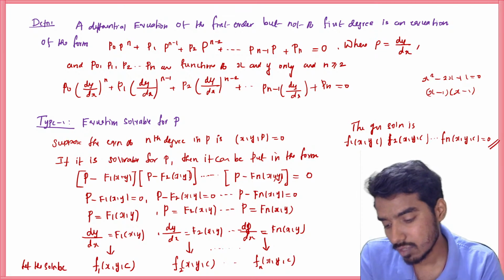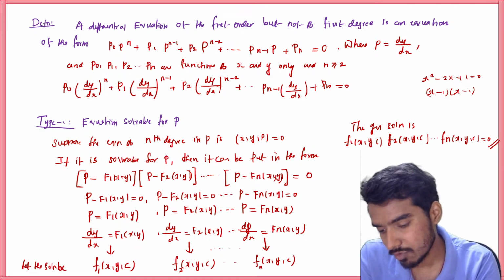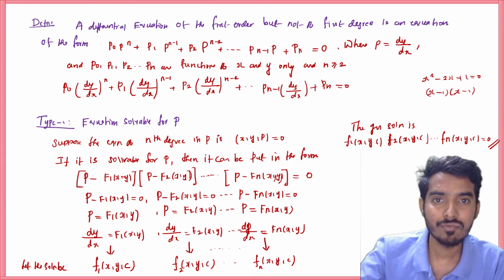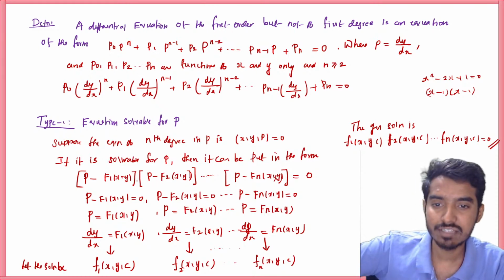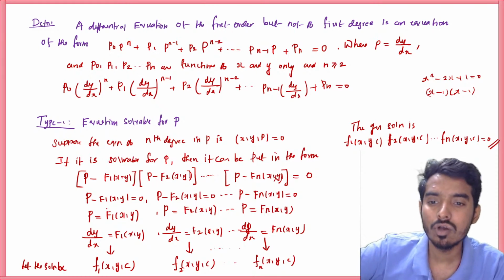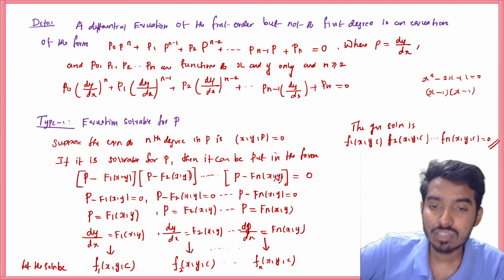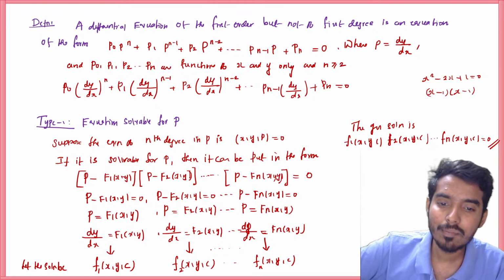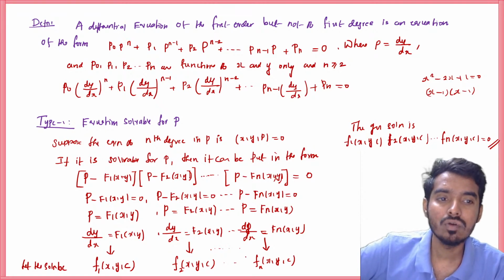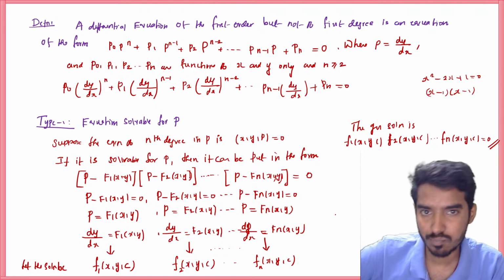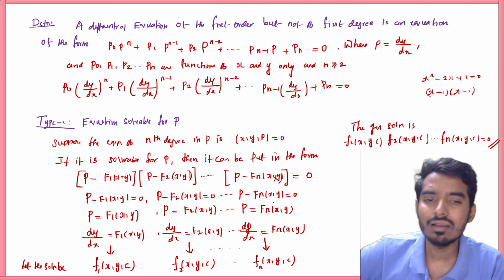If it is solvable for p, it can be put in the form p minus some function of x y, p minus some function of x y. Now equate every term to be equal to 0. So every term is a differential equation of first order and first degree. So solve and find the solution. Multiply all of them to get the general solution. Very simple. You will solve, then it will be easy for you.